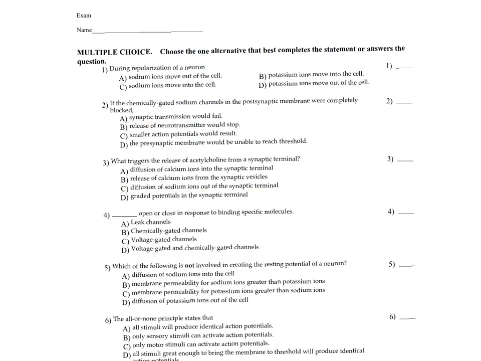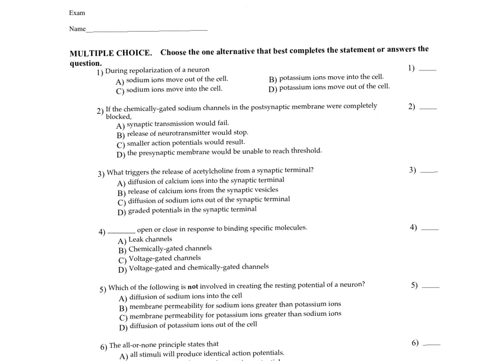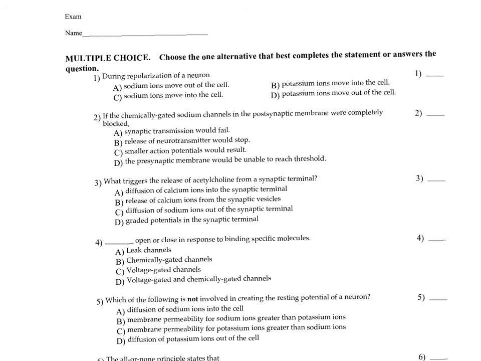All right, so now we're going to go here. These are multiple choice questions without a graph. So during repolarization, now you have to visualize that chart, visualize what's happening with the cell. What happens during repolarization? We're coming down. Potassium ions are involved. They're doing what? Moving out. Potassium ions are moving out of the cell, right? We're getting more negative, so the positive charge is leaving the cell.